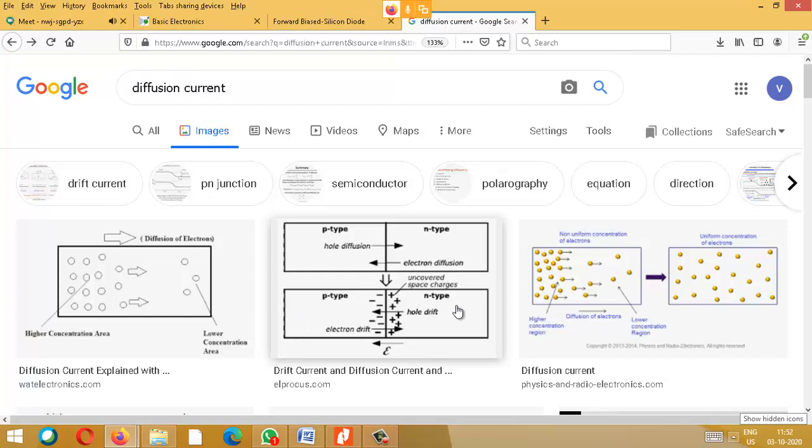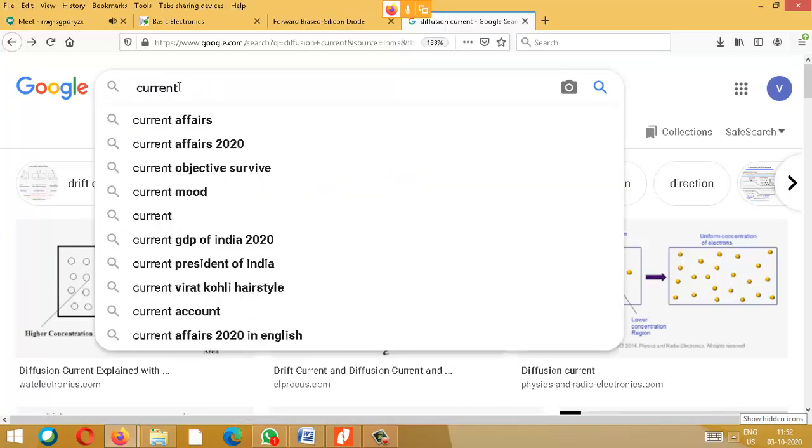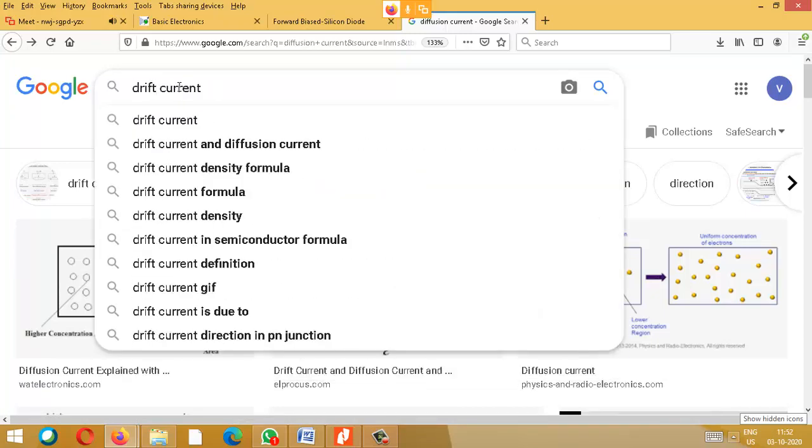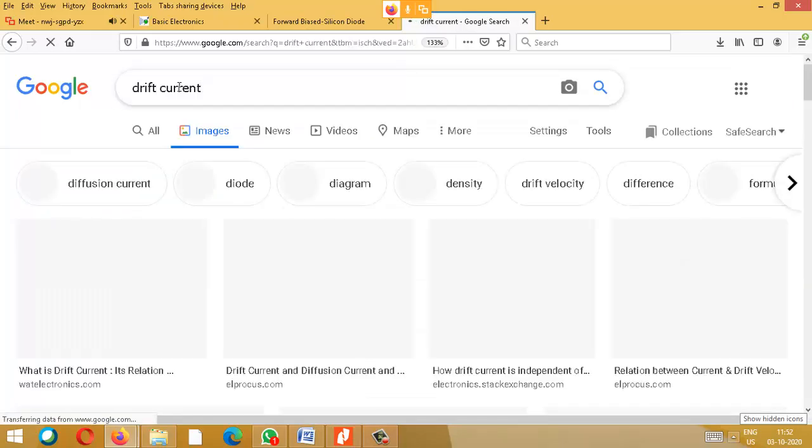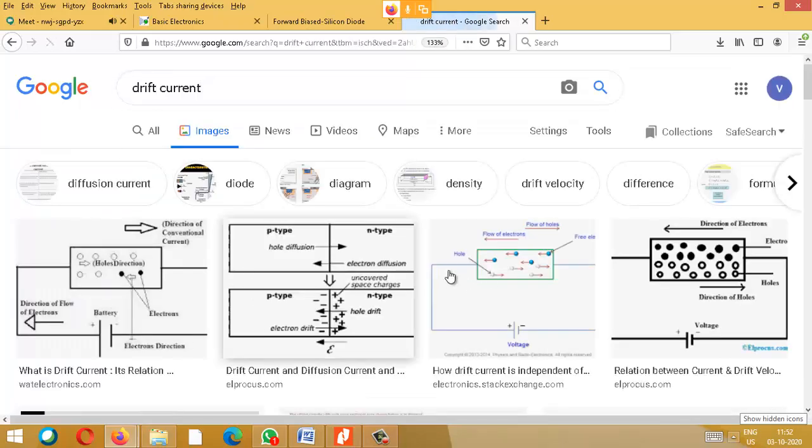If you want every person to cross, then you are supposed to go for drift current, not diffusion current. Only in drift, only if you say drift current, am I going to give an external supply. This supply itself I had not shown when I was explaining diffusion. When I explain drift, drift is nothing but I am giving some force.